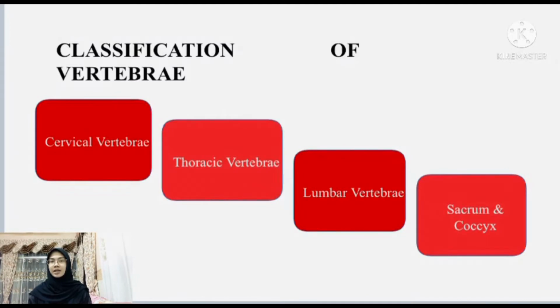The second one is the thoracic vertebrae. It composes the middle segment of the vertebral column. There is a group of 12 small bones that form the vertebral spine in the upper trunk. They form the region of the spinal column inferior to the cervical vertebrae of the neck and superior to the lumbar vertebrae of the lower back.